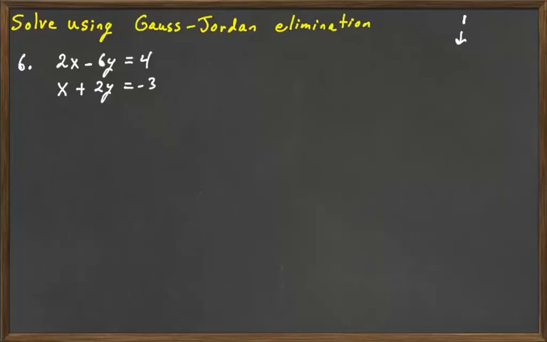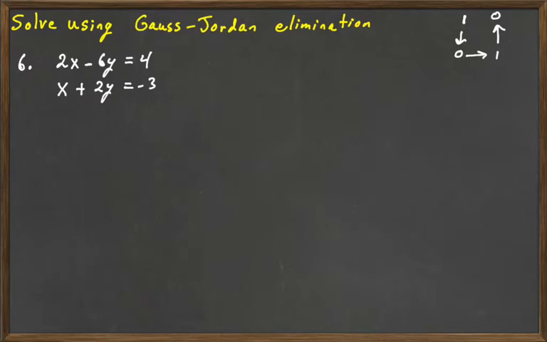Okay, this is our second example, solving using the Gauss-Jordan elimination method. And our system of equations here is 2x minus 6y is equal to 4, and x plus 2y is equal to negative 3. So over in the right-hand corner, we'll go ahead and put our little chart here that follows. We want 1 in row 1, column 1, 0 in row 2, column 1, 1 in row 2, column 2, and a 0 in row 1, column 2.